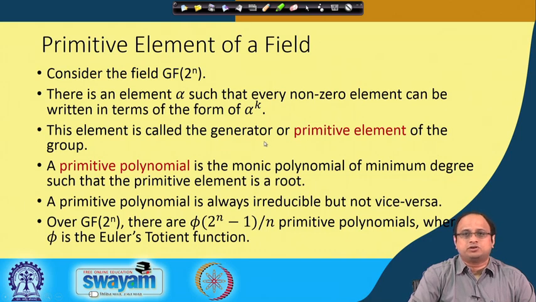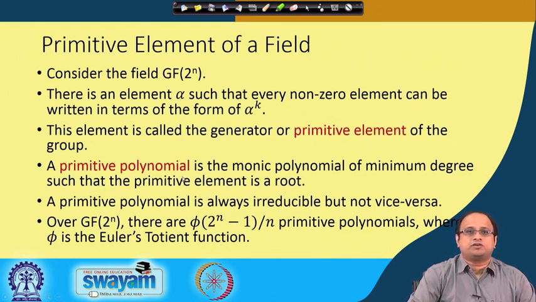Now, there is a special class of polynomial which is called the primitive polynomial. So, what is a primitive polynomial? A primitive polynomial is a monic polynomial of minimum degree such that the primitive element is a root of the polynomial. This primitive element that we have been talking about is a root of this polynomial. So, it is the minimum degree monic polynomial where the primitive element is a root. Interestingly, a primitive polynomial is always irreducible, but not vice versa.